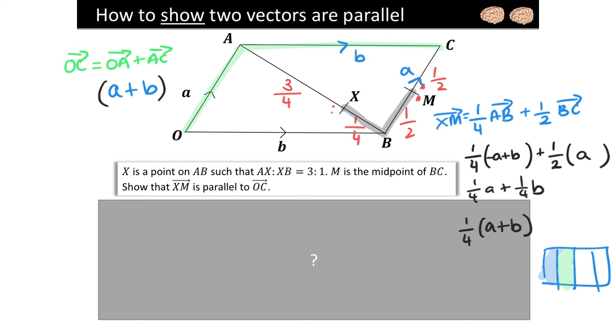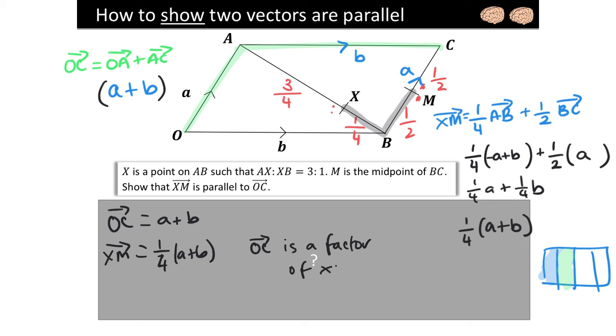We need to be chop, chop, chop. Okay, guys. So, then what do we have? So we have OC equals A plus B. And then we have XM equals a quarter of A plus B, okay? Doesn't matter which way round you say it. You can say OC is a factor of XM, or XM is a factor of OC. Therefore, they are parallel.